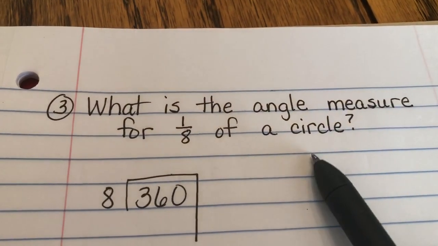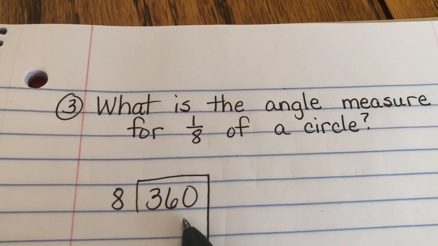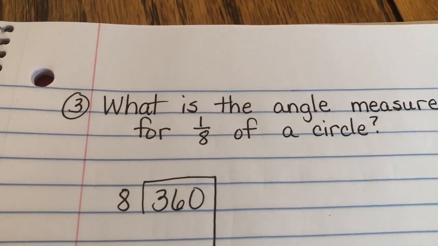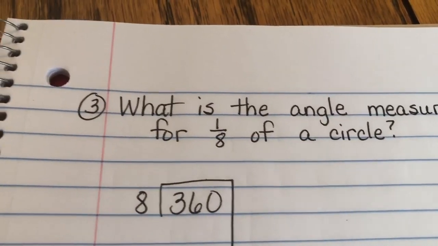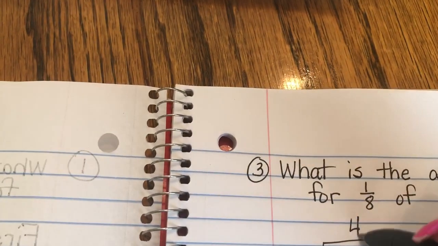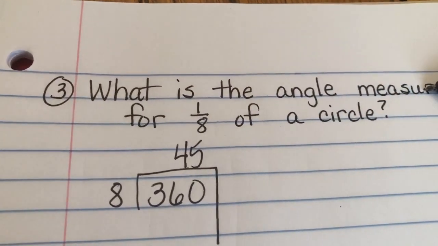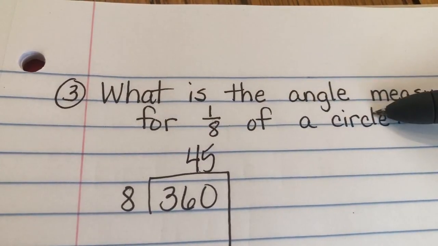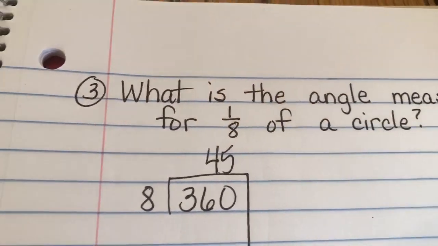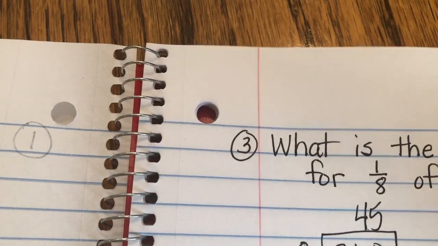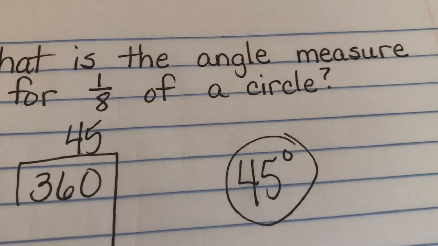So we have the same first step. We take our 360 because a circle has 360 degrees, and we divide by 8. Now when we divide by 8, we're going to get 45. So the answer to that question, what is the angle measure for 1/8 of a circle, is answered right here with the 45. We just need our final label of degrees, and then that would be our final answer.